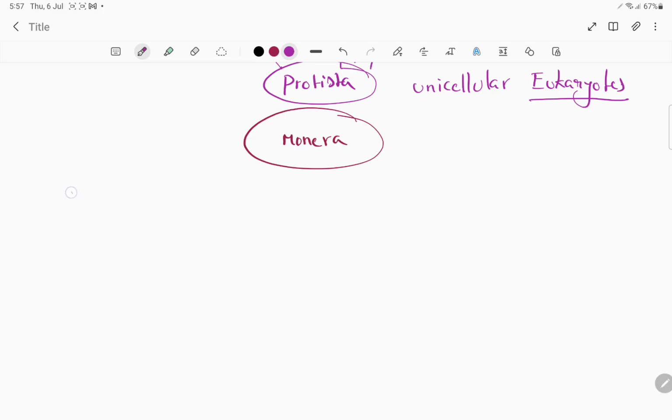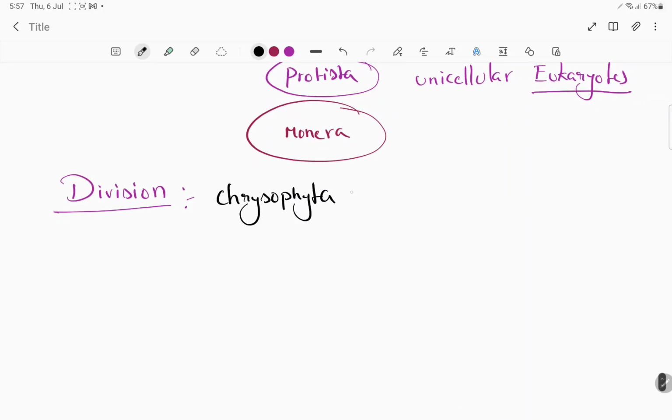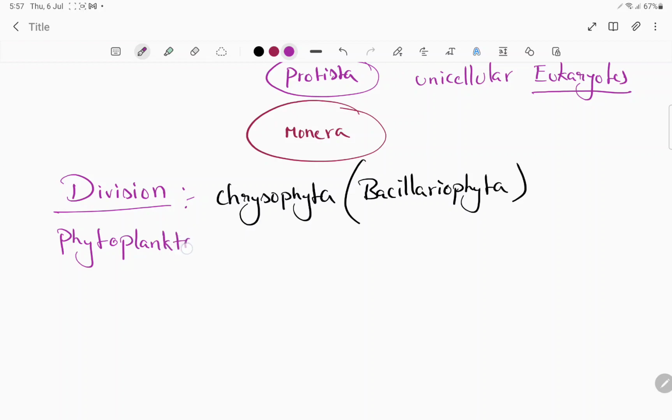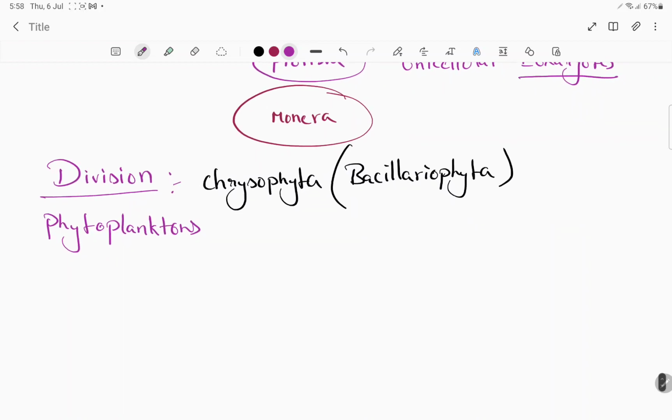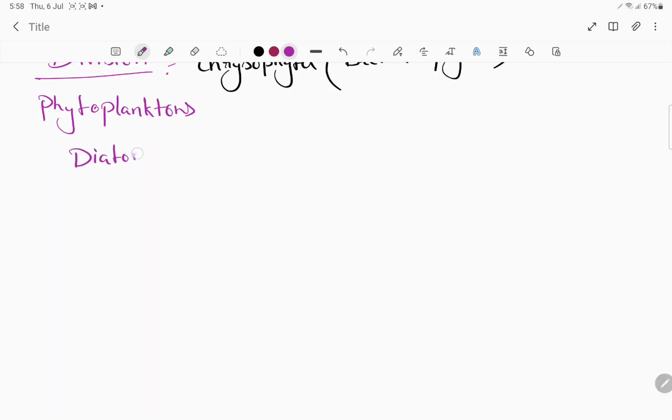So the very first division is Chrysophyta, which is Bacillariophyta. They include mainly phytoplanktons. They include only diatoms and desmids. So golden algae, golden algae we otherwise call desmids.